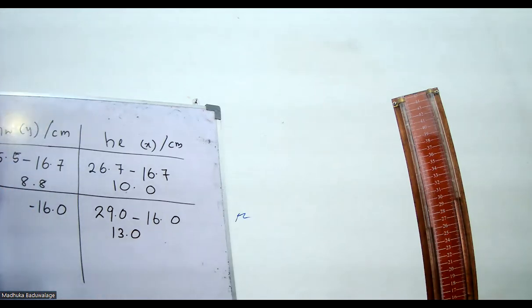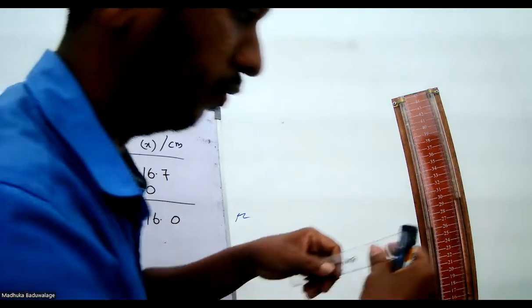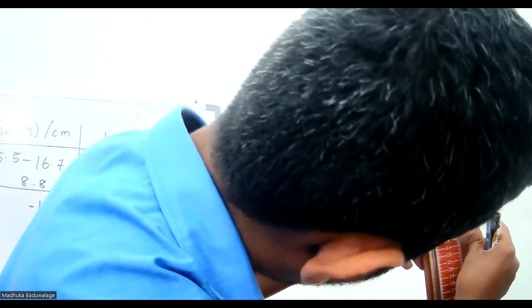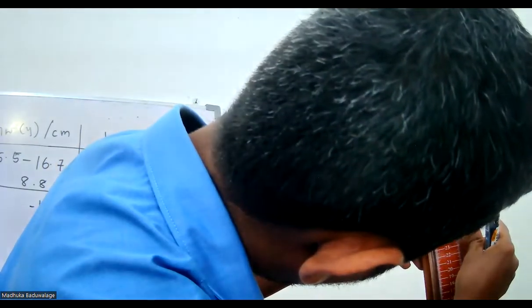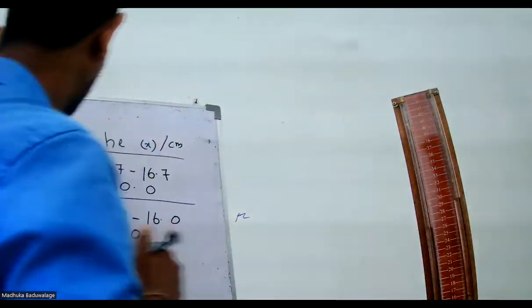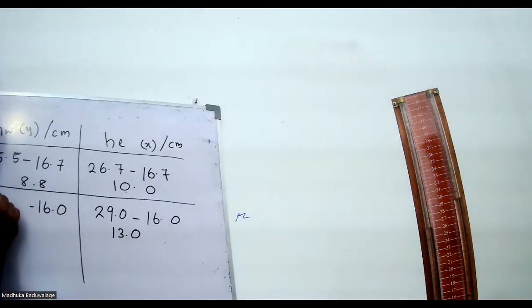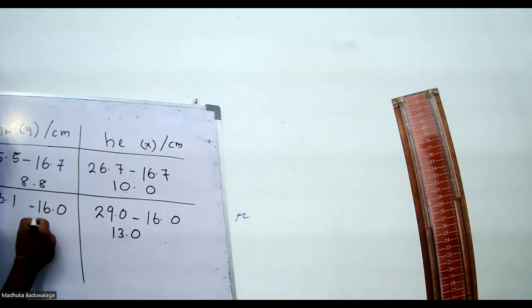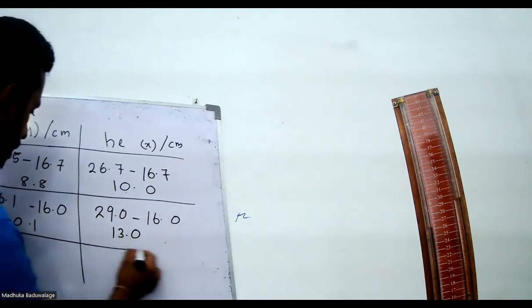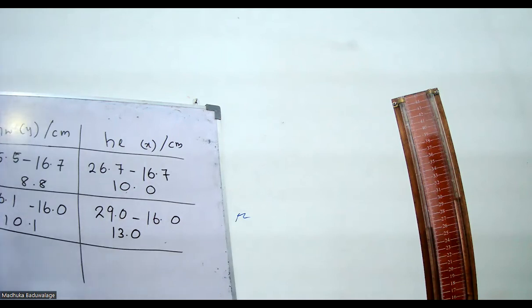Now I am going to find out the upper meniscus position of the water column. It is 26.1. Therefore, now we have found the second coordinate. It should be 13, 10.1.